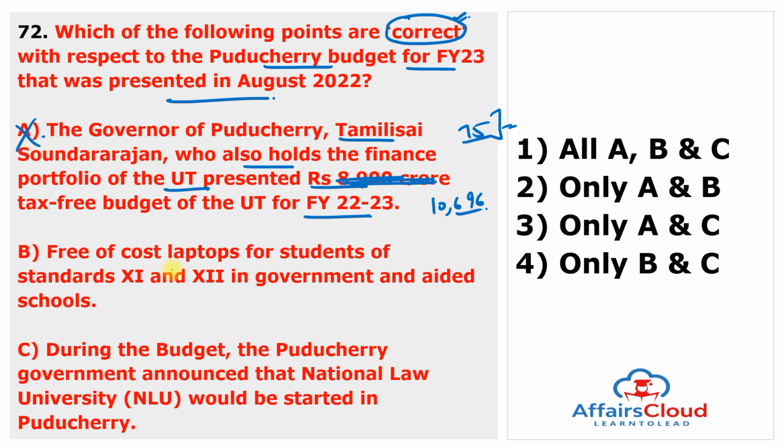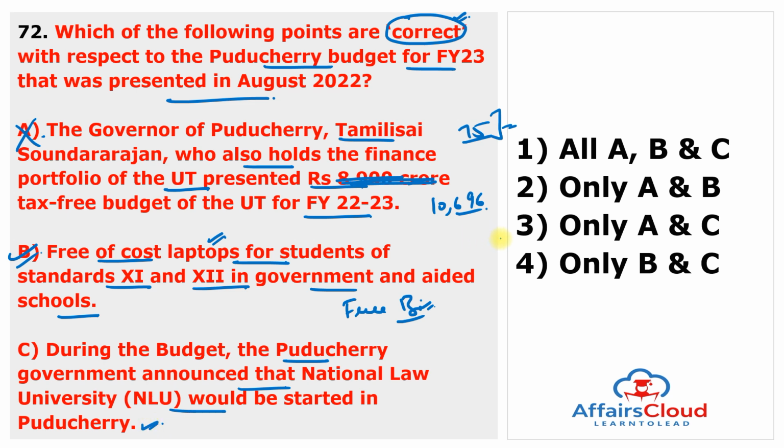Means it is wrong. Next statement is free of cost laptops for the students of the standard 11th and 12th in the government and aided schools will be provided. And it also proposed to re-implement the free bicycle scheme for the students studying in the grade 9th in the government and the government aided schools. So free of cost laptops, free of cost bicycles. This statement is true. During the budget, the Puducherry government announced that a National Law University would be started in the UT of Puducherry.